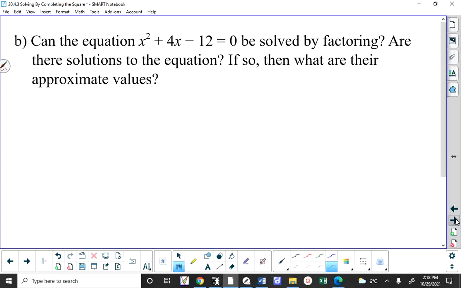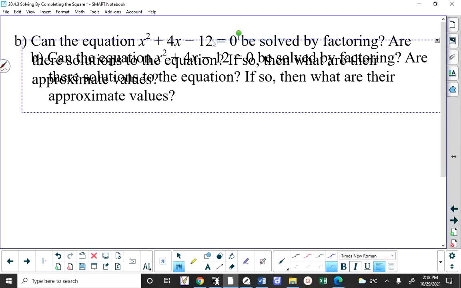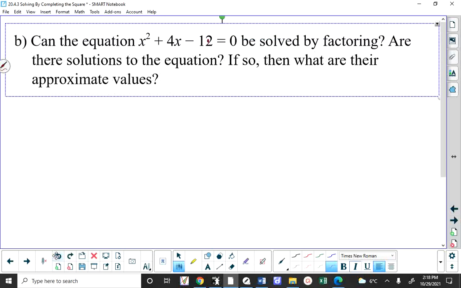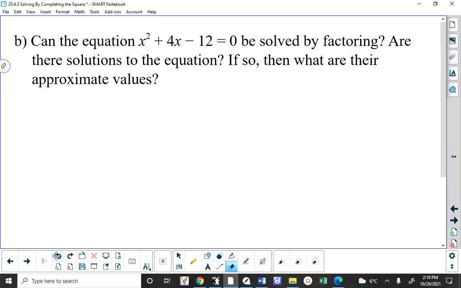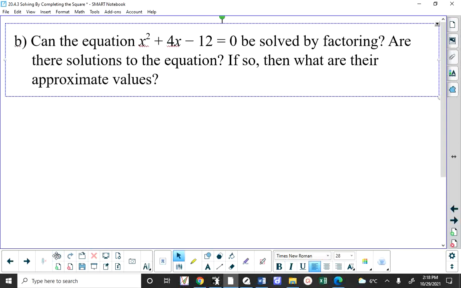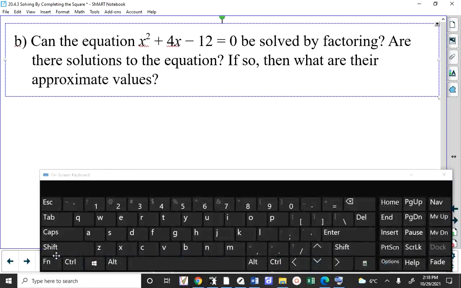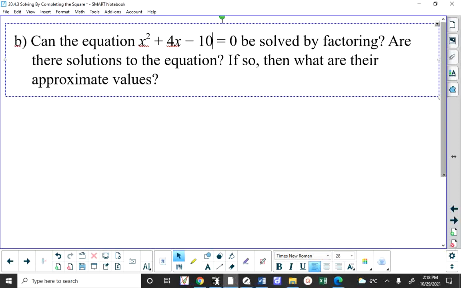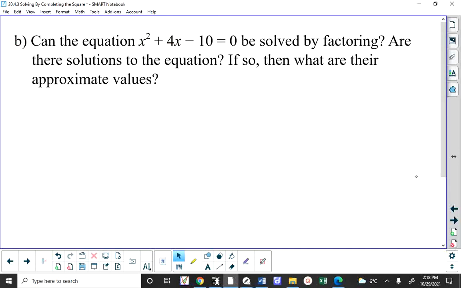Can we solve, and that's not the equation. You have a 10 in yours, don't you? I like to copy and paste stuff, and sometimes I copy and paste it and then forget to edit it. Is that correct now? Okay.